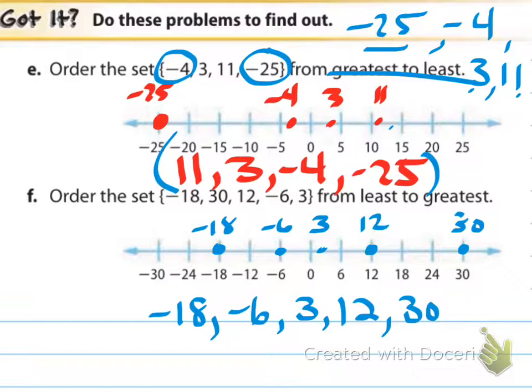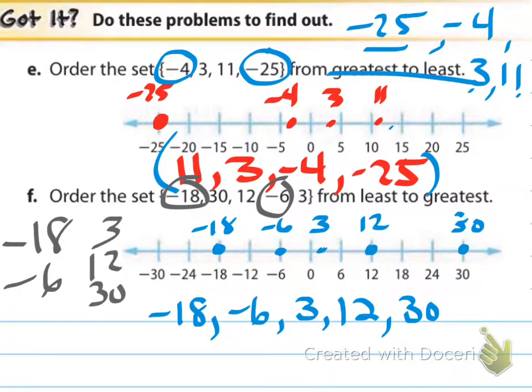All right, then F, I did correctly. Woohoo! This one, you can, again, group the negative numbers together and say, okay, I've got negative 18 and negative 6. And then my positives, I've got 3, 12, and 30. And I think it's pretty easy to put those in order. Understand that the negative's in opposite world. The bigger the number, the smaller it actually is. So negative 18, then negative 6, then 3, 12, and 30. And I feel like those are fairly easy.